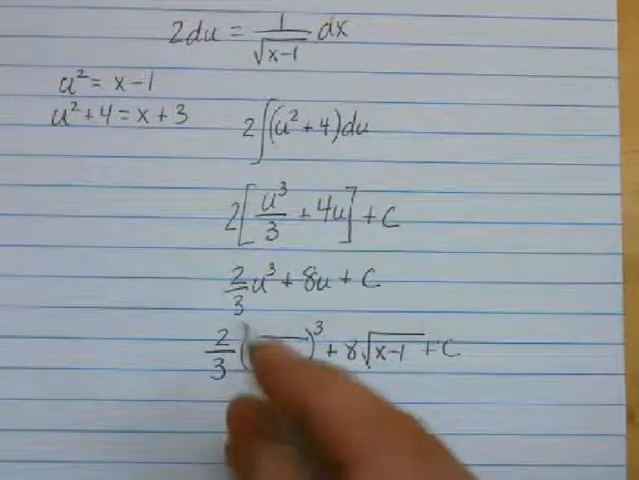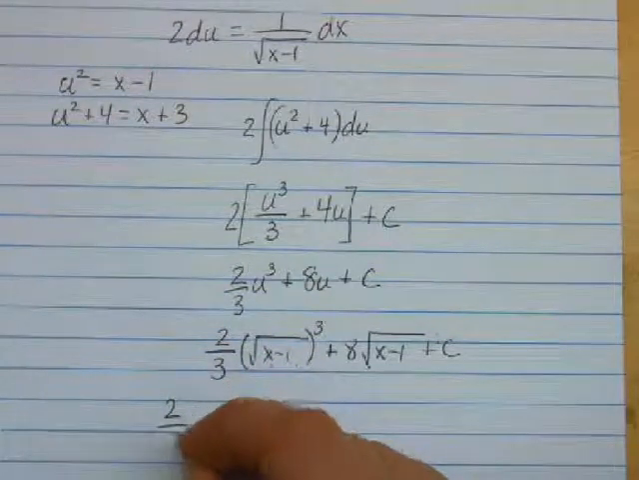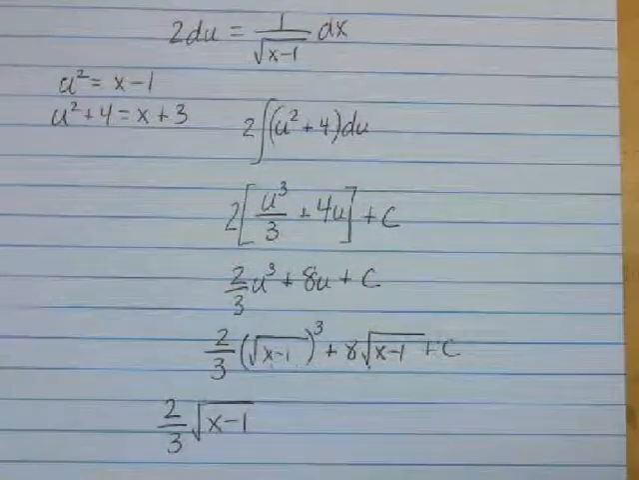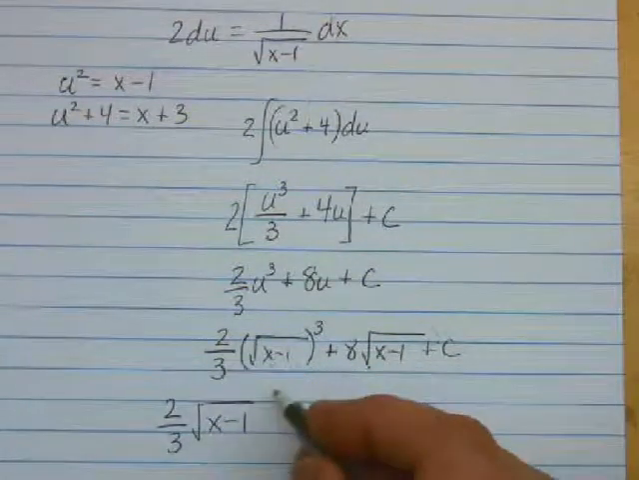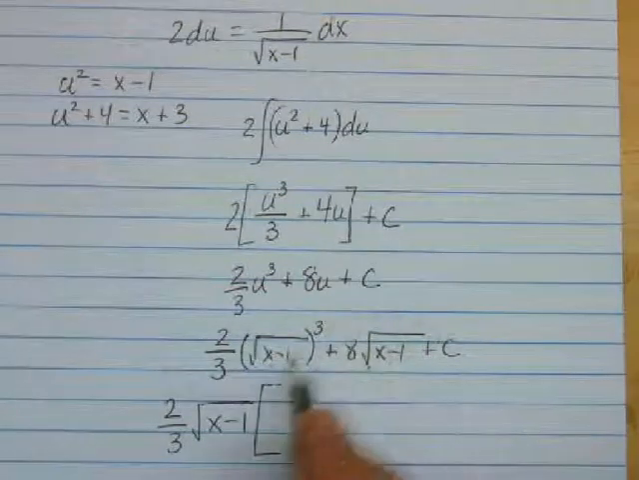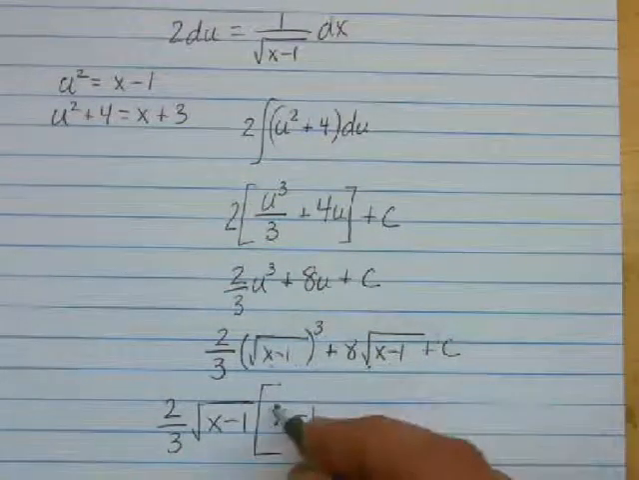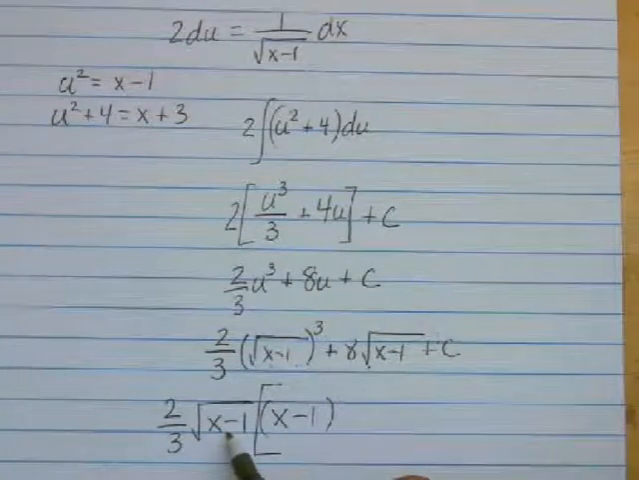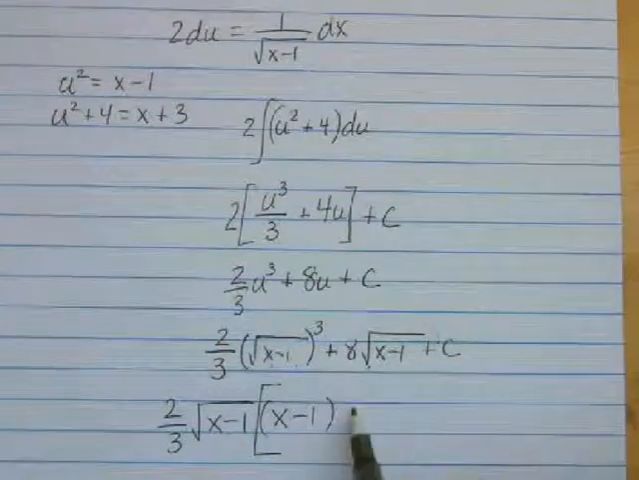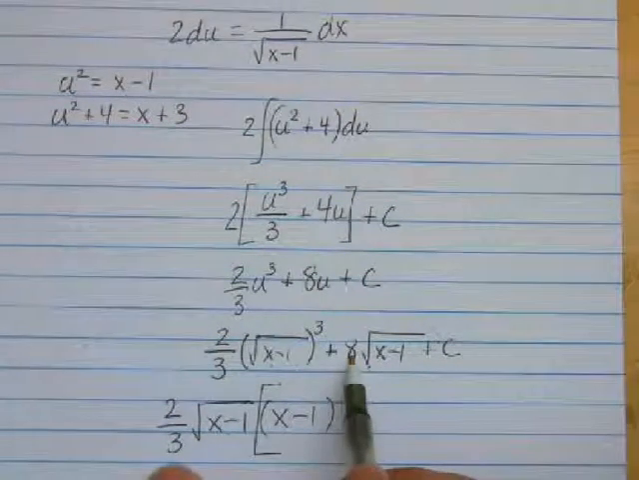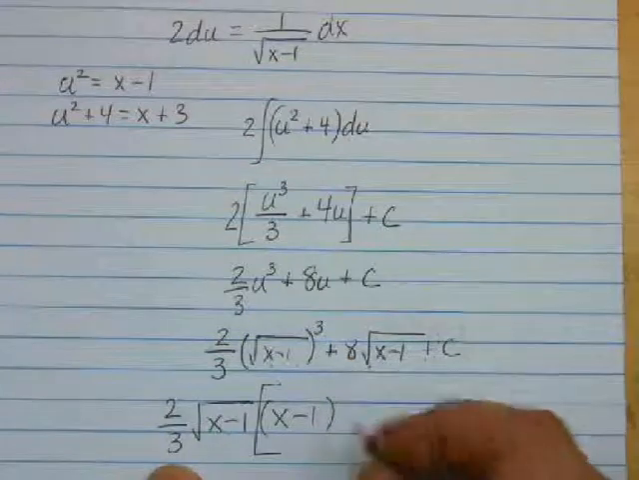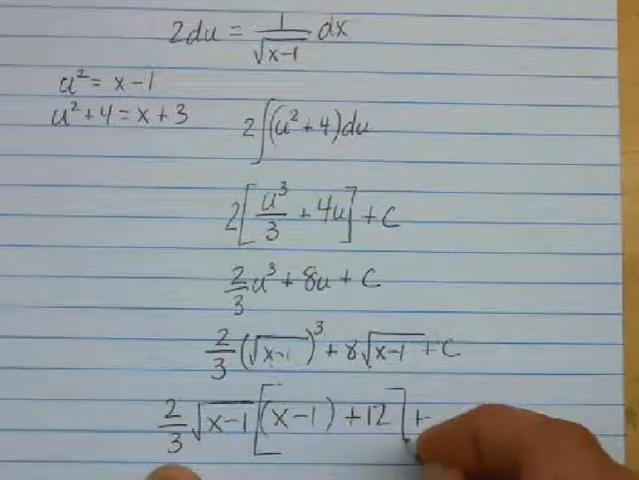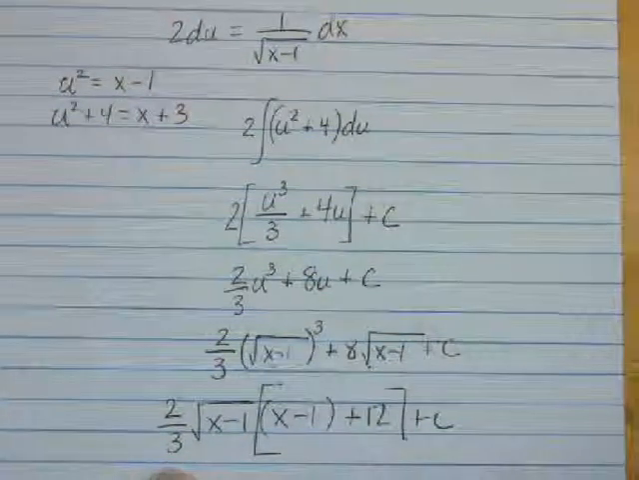And so what they'll probably do is pull out a 2/3 radical x minus 1, which leaves x minus 1, because we just pulled out one of the radical roots. Then over here, if I divide 8 by 2/3, I get 12. So then it would be rewritten as this.